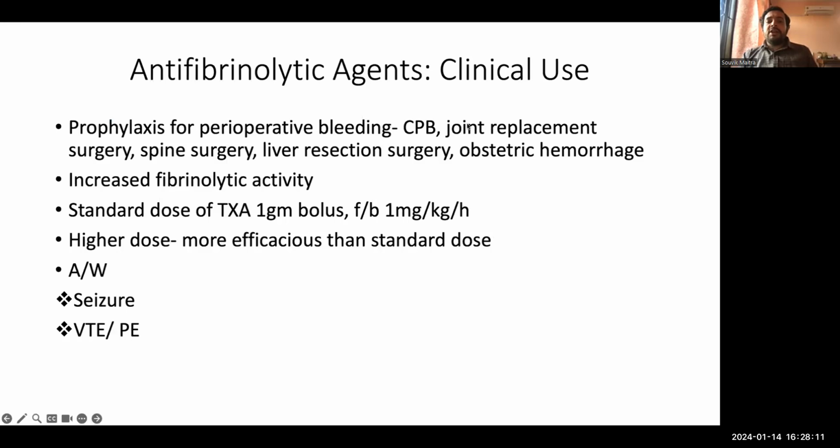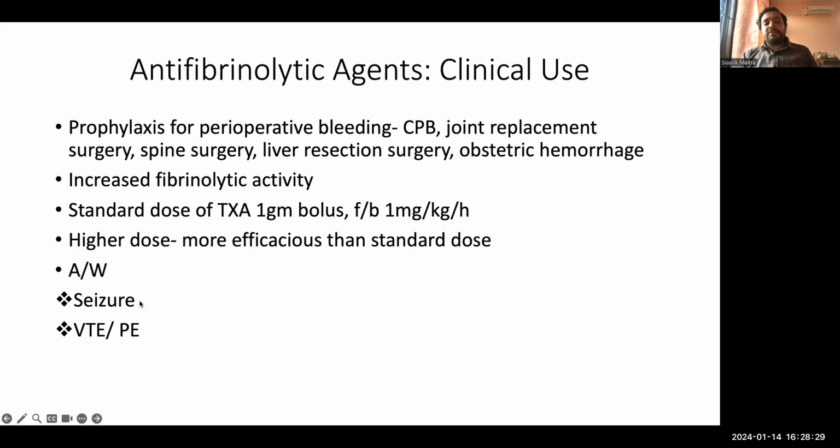So in a nutshell, the clinical uses are postoperative bleeding, joint replacement, spine surgery, liver resection surgery, obstetric hemorrhage, and obviously trauma. The standard dose I have mentioned: 1 gram bolus, followed, when an infusion is required, by 1 milligram per kg per hour, depending upon the clinical scenario.